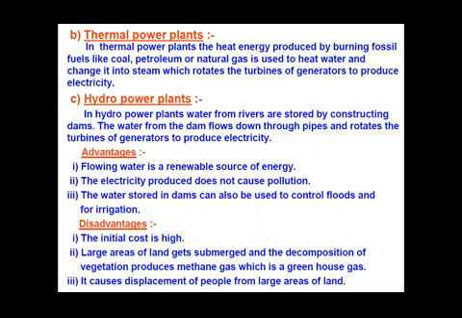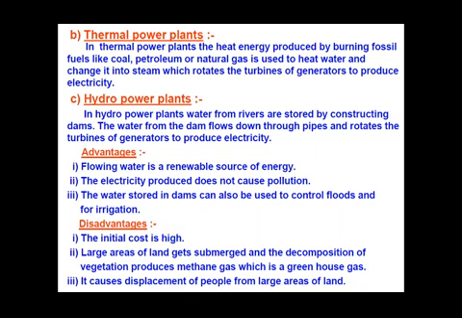In thermal power plants, the heat energy is produced by burning of the fossil fuels. What were the fossil fuels? What were the examples of the fossil fuels? They were coal, petroleum and natural gas. So when these fossil fuels like coal, petroleum and natural gas are burned, they release heat energy, and this heat energy is used to heat the water.